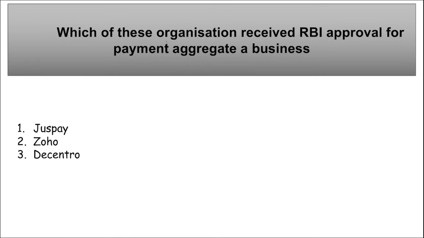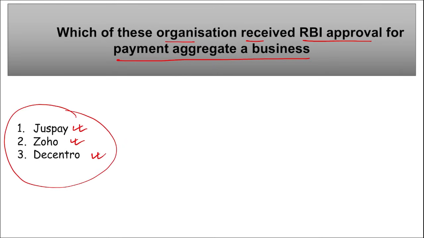Next, which of these organizations received RBI approval for payment aggregator business? What is a payment aggregator? A payment aggregator is one that receives money. They provide secure online payment systems and solutions to merchants, and they receive the money. So JustPay, Zoho and Decentro, all these 3 of them have been recently given RBI's approval to act as a payment aggregator now. They were approved by RBI.